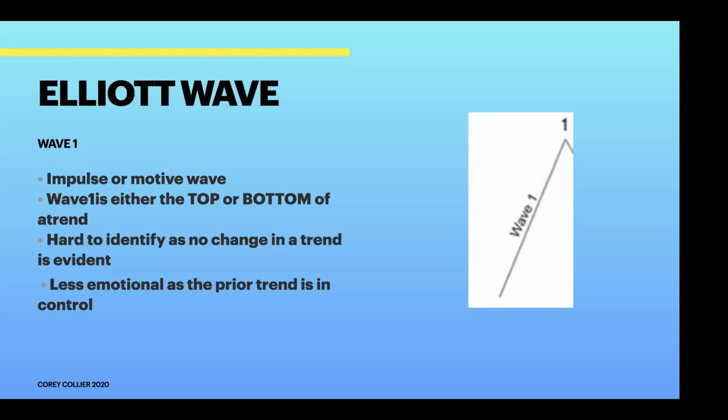And it fails, like a double top or a double bottom type of ordeal, right? So that's what makes it kind of hard to identify because you expect that to just be a retracement at first. Wave 1 is also less emotional as the prior trend is still in control. So wave 1s tend to be real slow movement and kind of choppy.